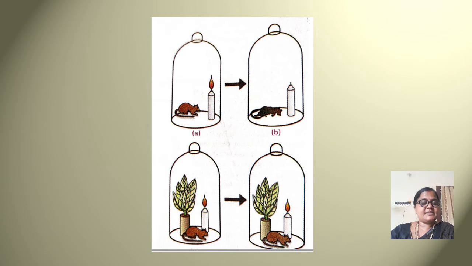But if you see the other experiment, he placed a mint plant in the same bell jar, and he found that the mouse stayed alive and the candle continued to burn. So by this, Priestley proved that plants restore the air which breathing animals and burning candles remove. So he proved that plants absorb carbon dioxide and release oxygen during photosynthesis.